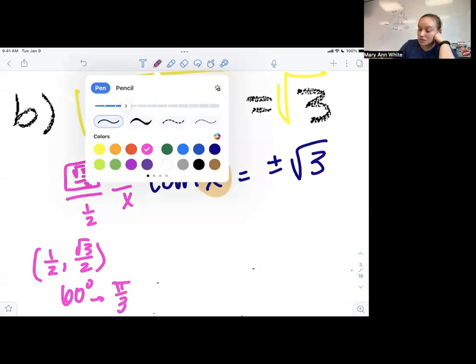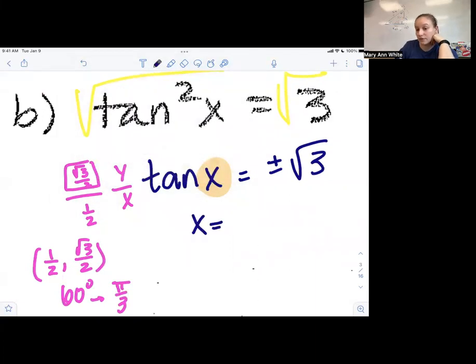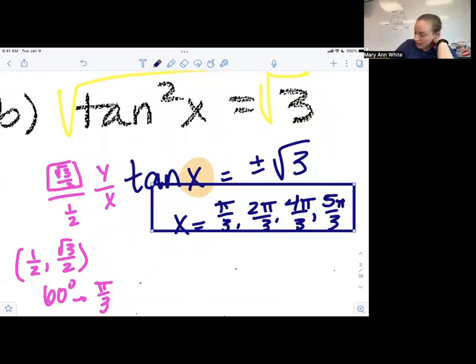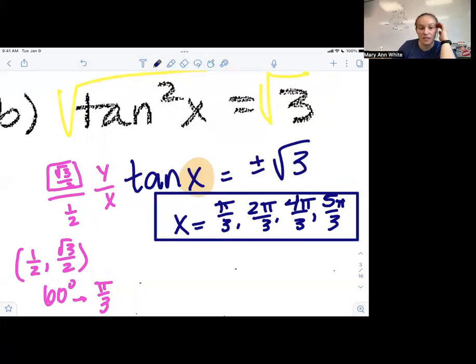The hard part about this is you just have to kind of know them, or you have to be familiar enough to remember what they are. So I've got pi over 3, I've got 2 pi over 3, 4 pi over 3, and 5 pi over 3. And I have to do all of them again, just like the last one, because I did my plus or minus, I have to give all of the options, and it's any 60-degree angle in any quadrant.